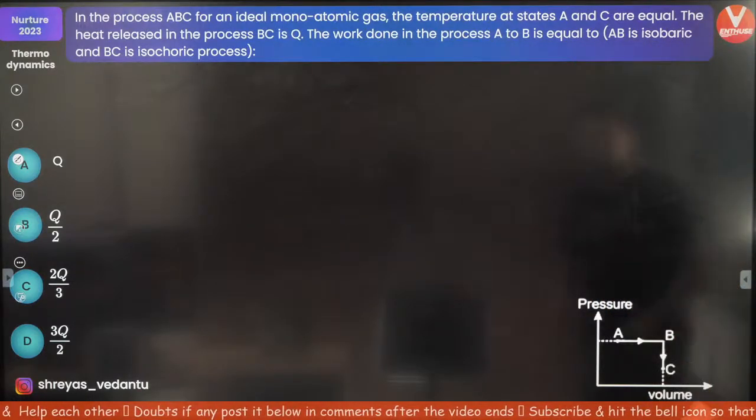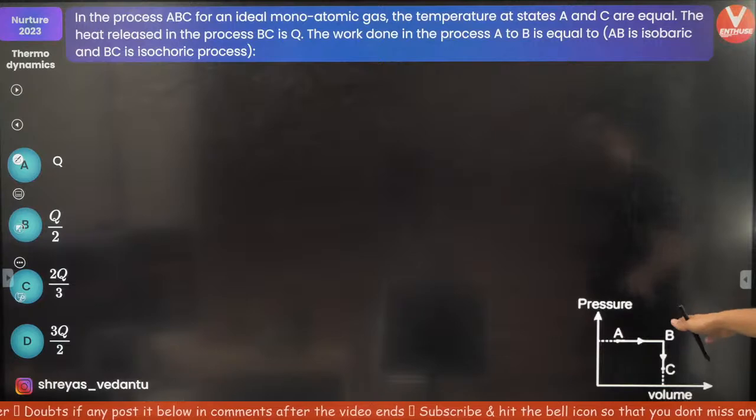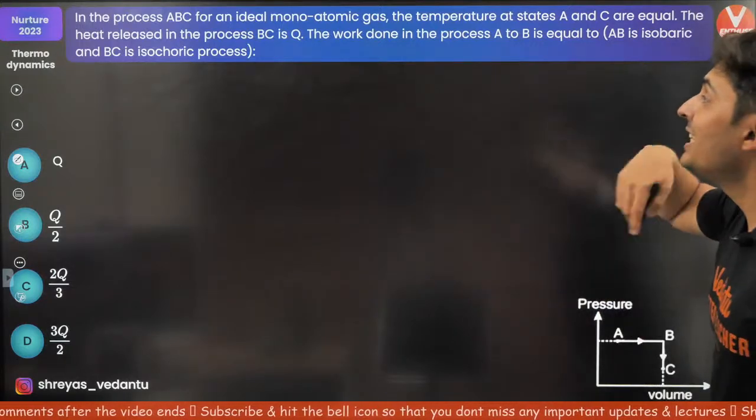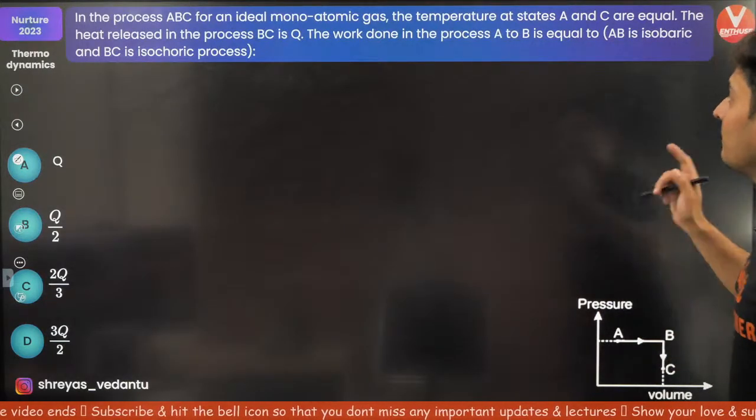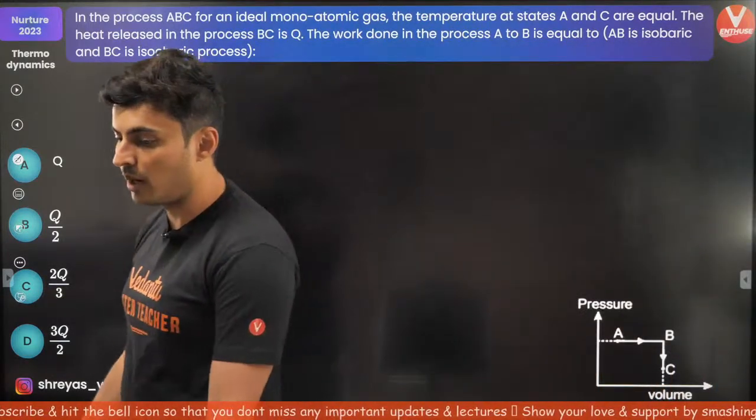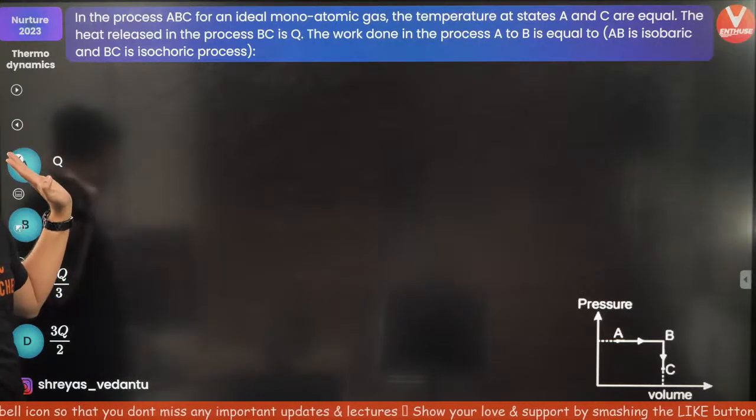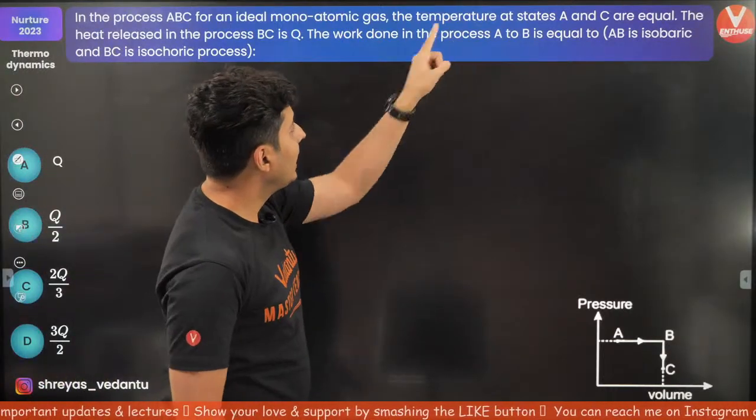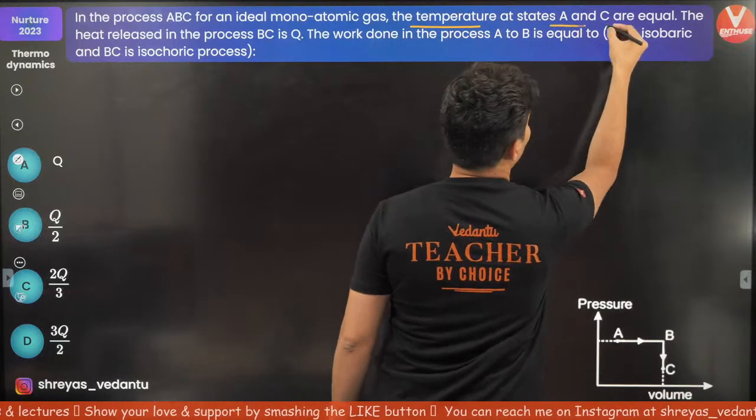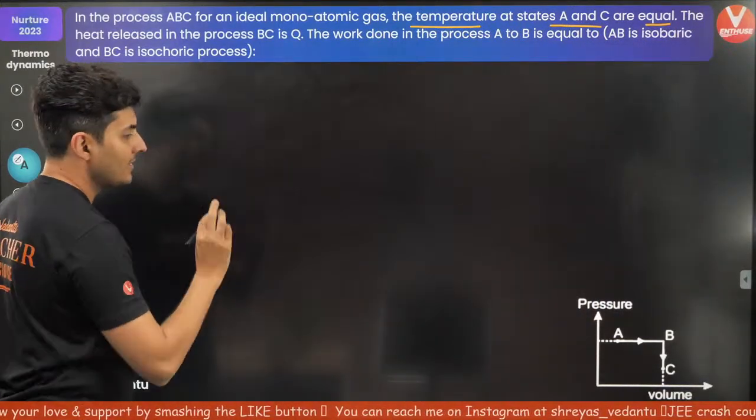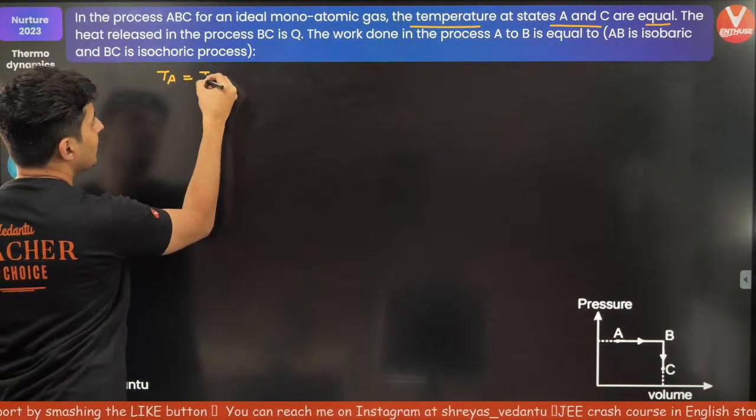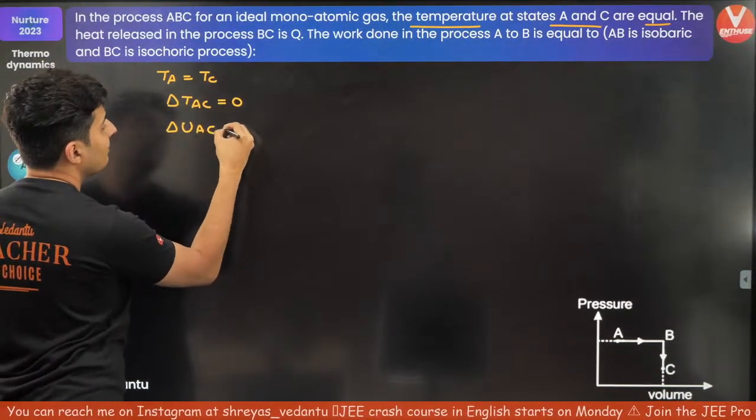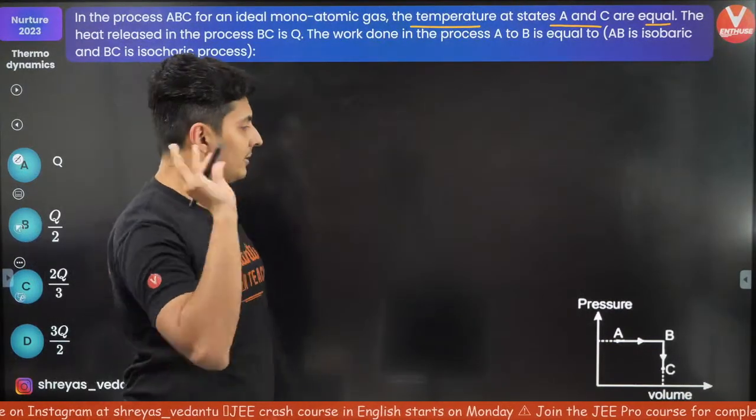So there we go. In the process ABC for an ideal monoatomic gas, this is interesting, the temperature at A and C are equal. Very interesting. The heat released in the process B to C is Q. Work done from A to B is how much? Wow, this is going to be a very, very interesting question. First of all, let's write down whatever we know. A and C, the temperatures are same. If TA is equal to TC, delta T from A to C will be 0. Delta U from A to C will also be 0.